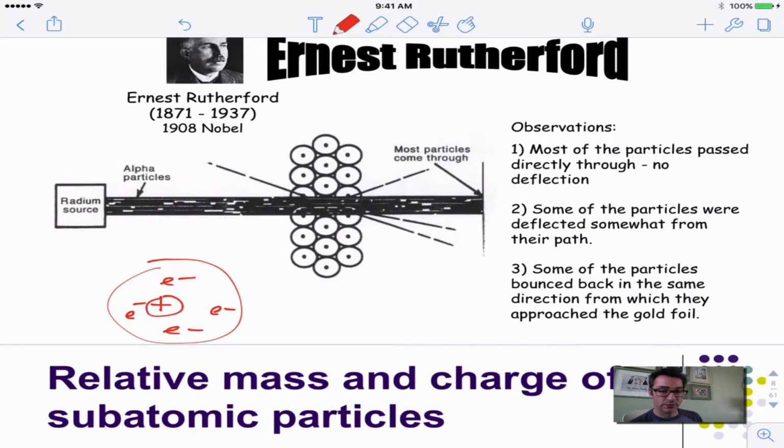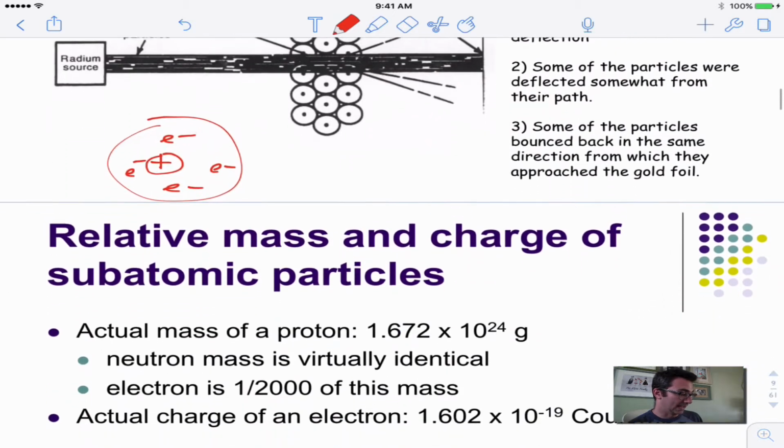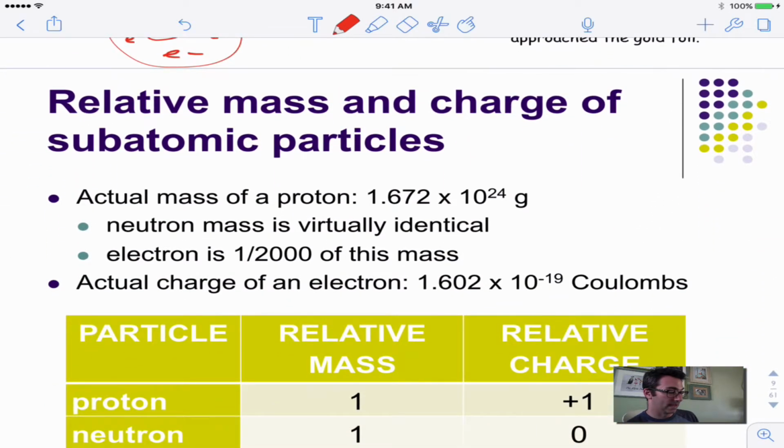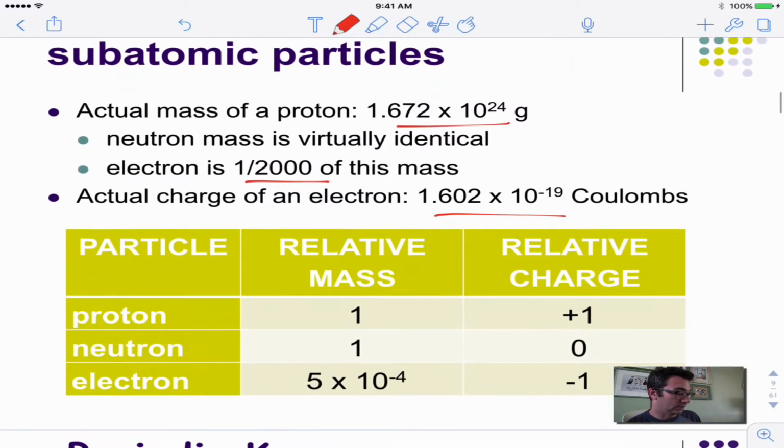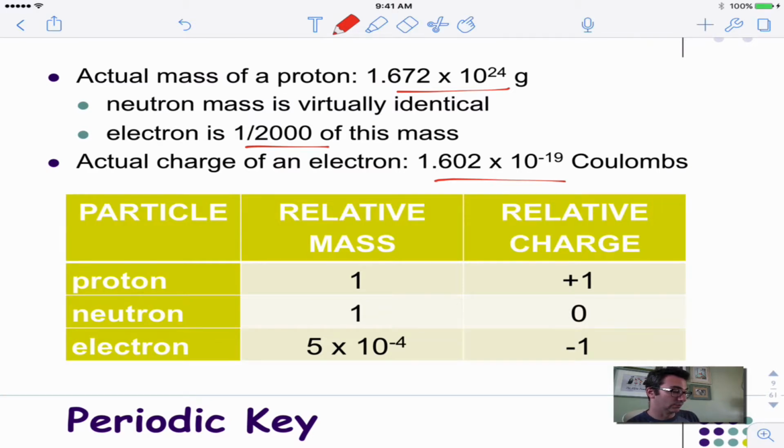Now, this was a very quick run through of the history. And today we know that there are these three subatomic particles. We know the mass of a proton to be this many grams. Like I said, the mass of an electron is about 1/1836 of that. And we know that the charge of an electron and a proton is 1.6 times 10 to the negative 19 coulombs. If we look at a relative mass scale, where we're talking about AMUs, the proton and the neutron are about 1 AMU, and the electron is about 2,000 times smaller. When we look at the relative charges, we can see positive 1 for a proton, neutral for a neutron, negative 1 for an electron.